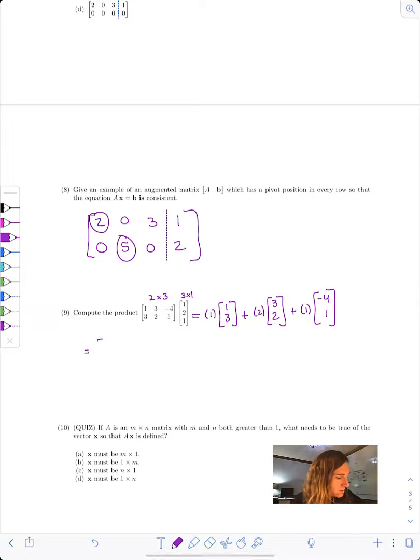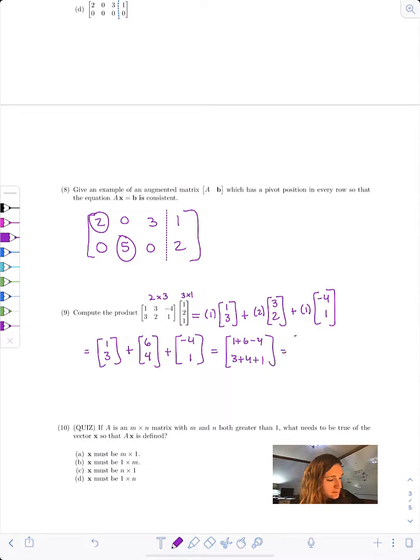And so we multiply these through and we get 1, 3, 2 times the vector 3, 2 is going to give us 2 times 3 on top and 2 times 2 on bottom. And then the next one is multiplied by 1. And when we add them all together, we get, let's see, 7 minus 4. So we do 1 plus 6 minus 4, 3 plus 4 plus 1. And that ends up giving us a 3 and an 8.